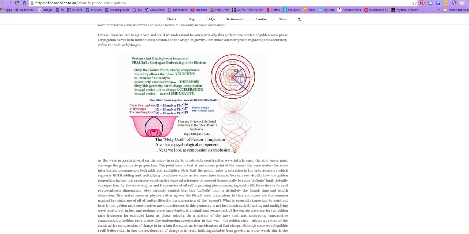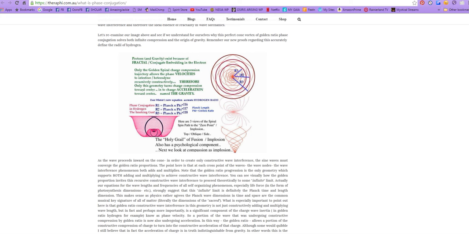Actually, our equations for the wavelengths and frequencies of all self-organizing phenomena, especially life force in the form of photosynthesis dimensions, etc., strongly suggest that this infinite limit is definitely the Planck time and length dimension. This makes sense as physics rather agrees the Planck wave dimensions in time and space are the common musical key signature of all matter, literally the dimensions of the sacred.